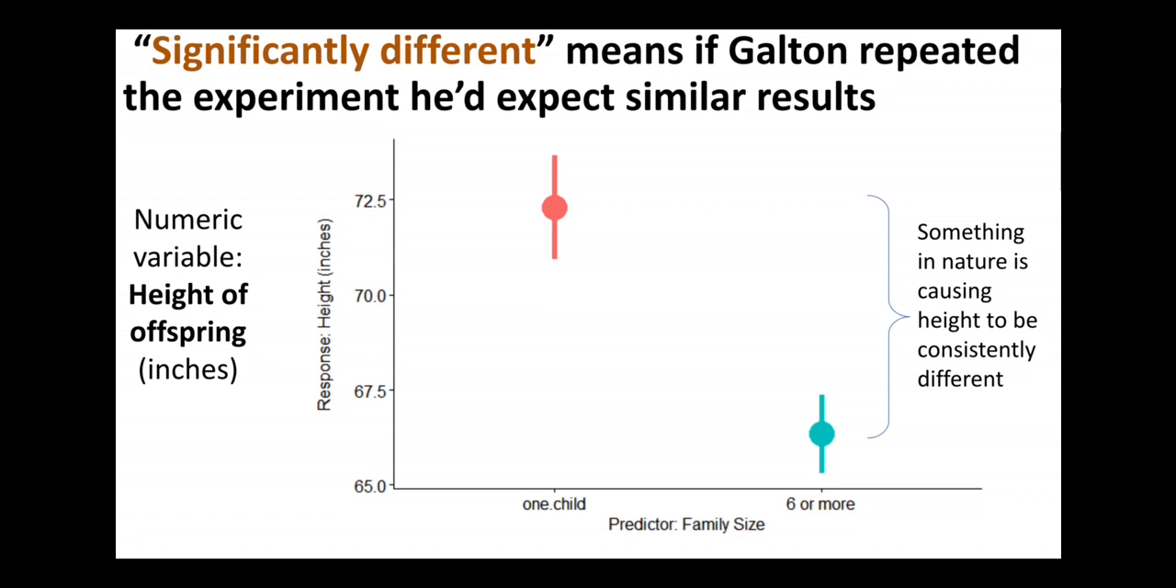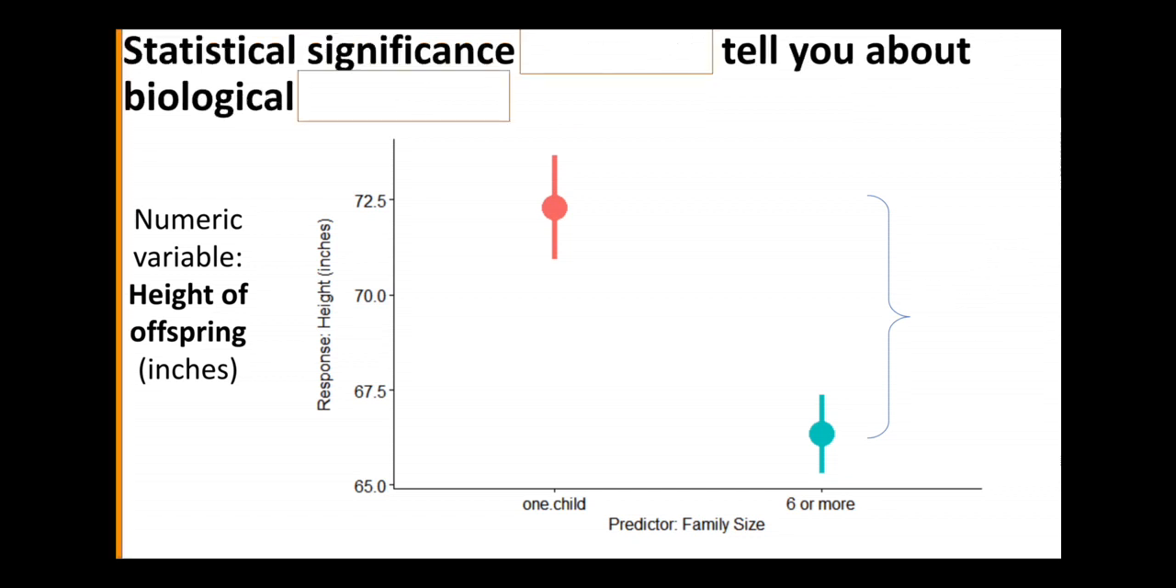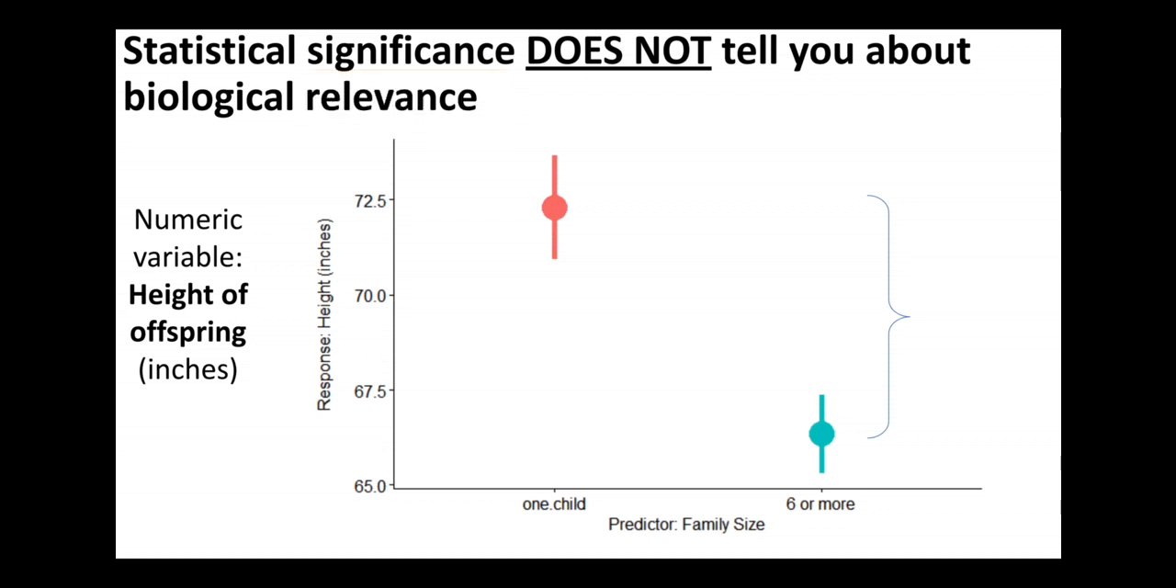We'd like to infer that something in nature is causing heights to be significantly different, but we can't know for sure whether it's true, and we can't know for sure whether, if we repeated the experiment, we'd get the same difference. So we'd expect to get similar data, but we can't be guaranteed different data. We can infer that something in nature is causing these differences, but we can't be certain without doing a lot more work. So again, significant does not tell you about biological relevance. It doesn't tell you about biological reality.